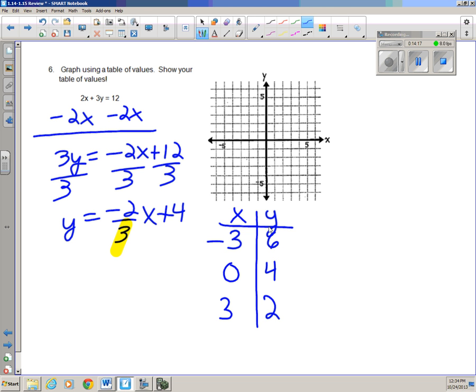Graph it. Negative 3, up 6 is here. 0, up 4, y-intercept. And then 3, 2 is here. And there's the graph. X, y intercepts, next one.